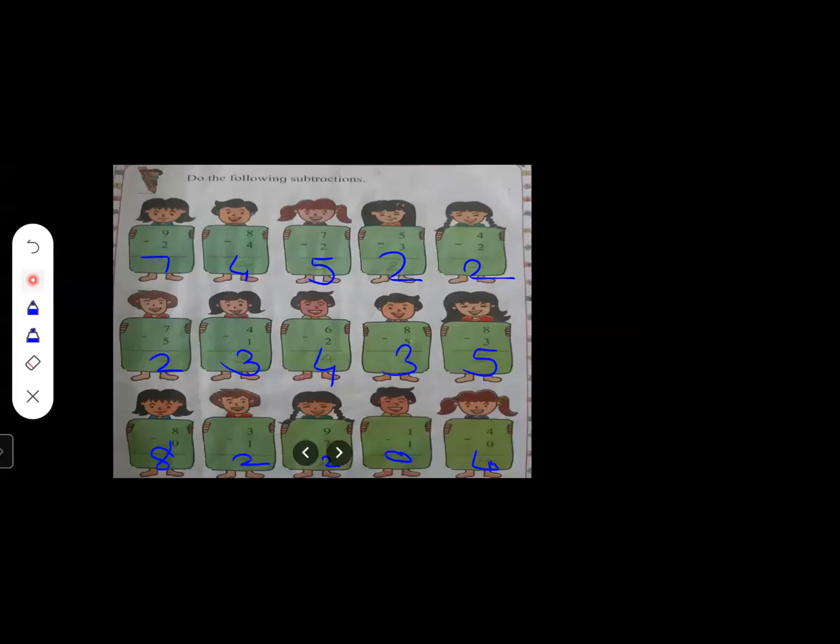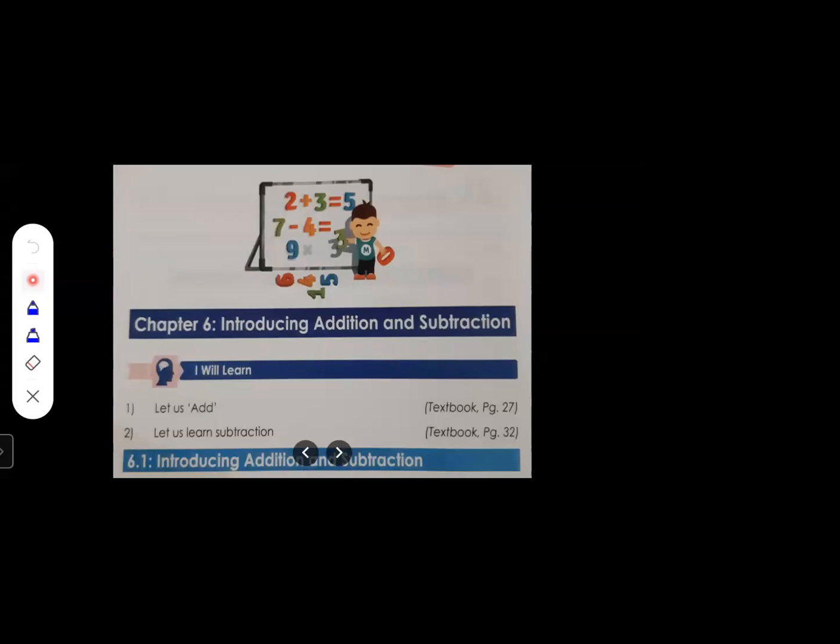Okay, now let's start with our lesson number 6 from the workbook. Chapter 6, introducing addition and subtraction. What are we going to learn in this lesson? We are going to learn introducing addition and subtraction. Addition and subtraction from the textbook we have done, right? Yes, same thing we are going to learn from the workbook also. So let's start with this lesson now.